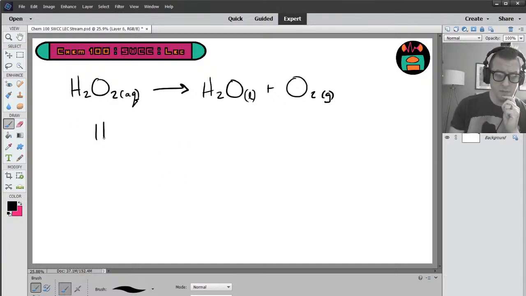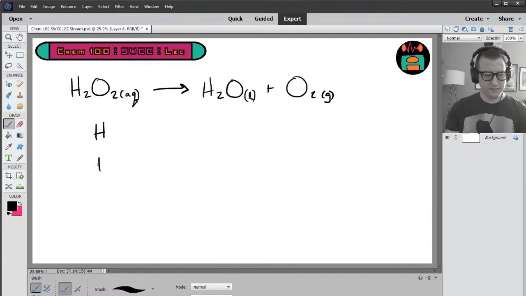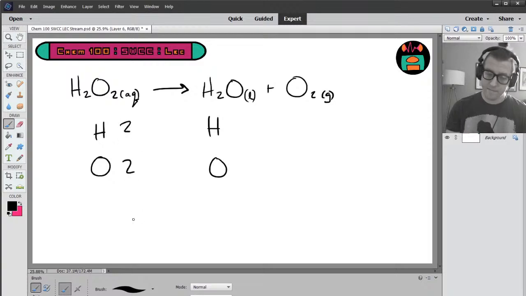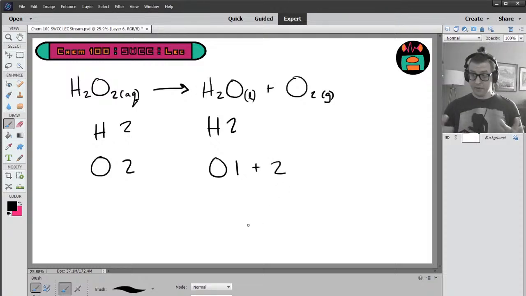So again, we're going to take our chemical inventory. We have hydrogen and oxygen in this mix. Now, on the reactant side, we have 2 hydrogen atoms and 2 oxygen atoms. On the product side, we have 2 hydrogen atoms and we have 1 plus 2 oxygen atoms. You may be wondering, Josh, isn't that 3? And it is. 1 plus 2 is 3.